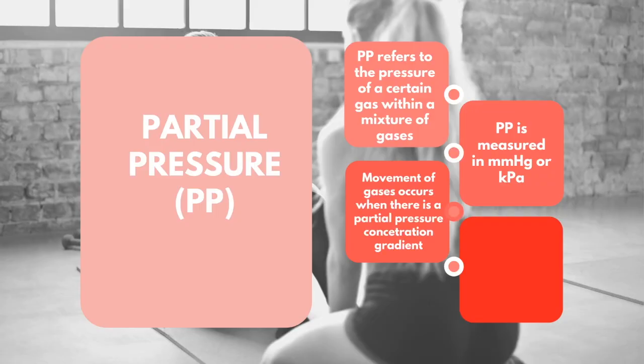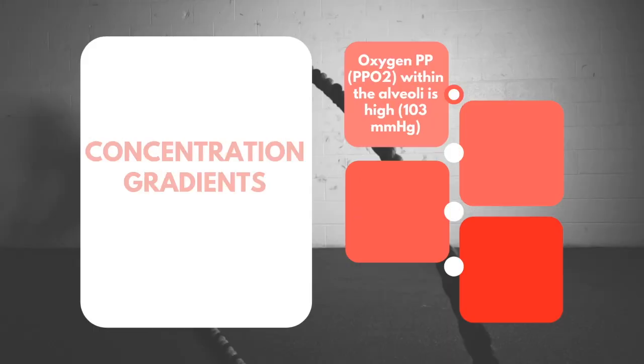Movement of gases occurs when there is a partial pressure concentration gradient. Gases passively move from high concentration to low concentration, like I've just showed you with the balloon. So let's look at these concentration gradients. Oxygen partial pressure within the alveoli is high. It's around 103 millimeters of mercury. So this is when you've taken a big breath in and the oxygen has got to the end of your alveoli and it's ready to diffuse into the bloodstream.